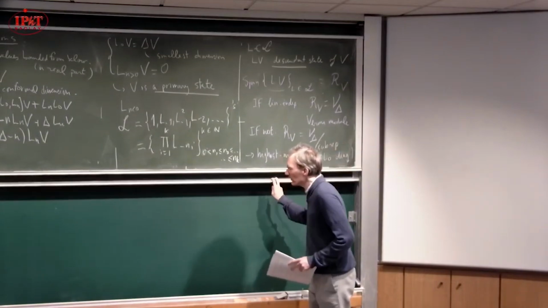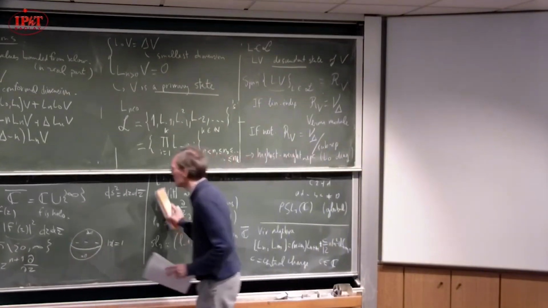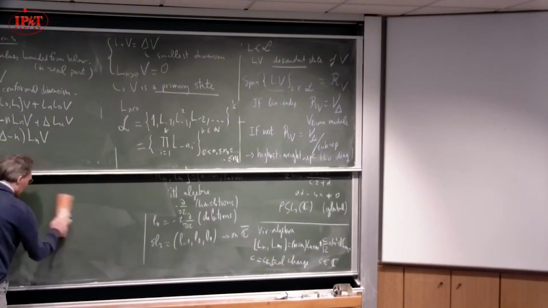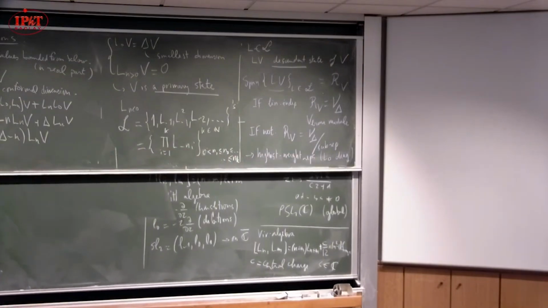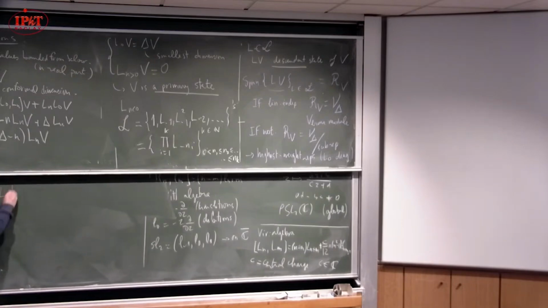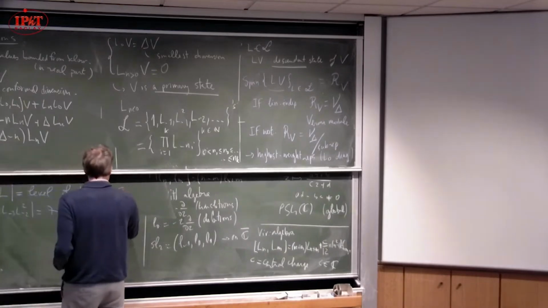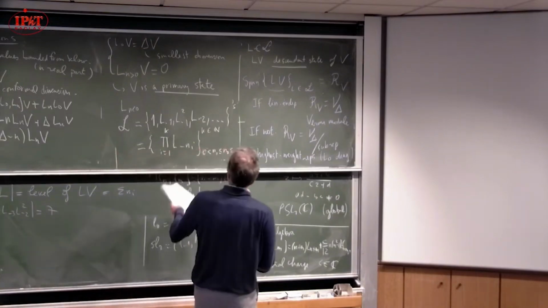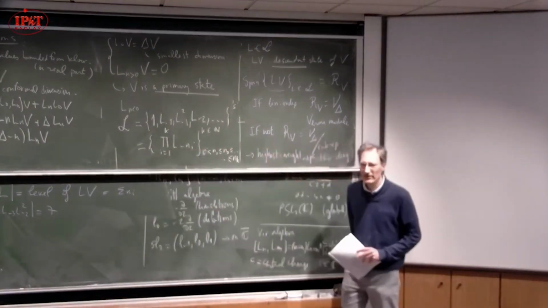So let me draw a bit more precisely the structure of a Verma module. To do that, I introduce a convenient notation. I'm calling N of L the level of the descendant state LV. For example, the level of L_{-3}, L_{-2} squared, that would be 7. Sorry, I did not give you the definition, but maybe you get the definition from this example. So the level is the sum of the N_i, where the N_i are the indices of these Virasoro generators.